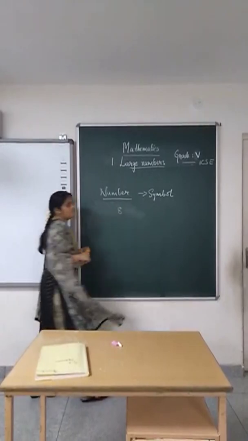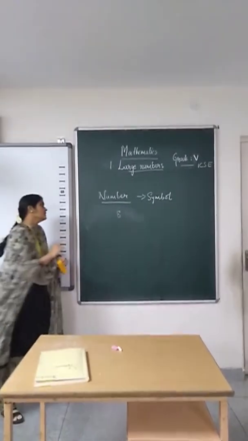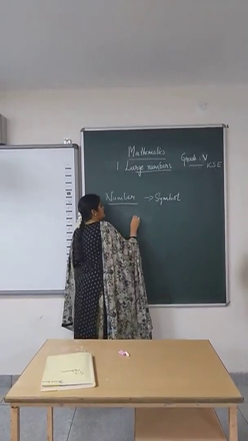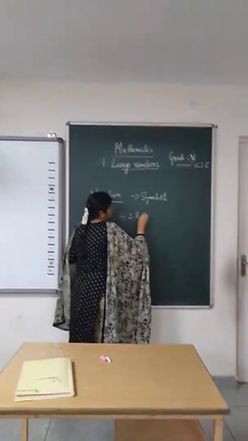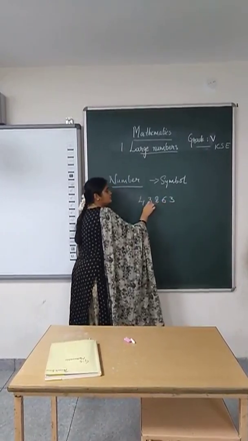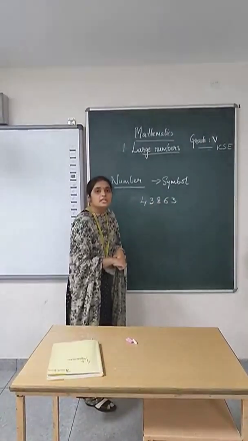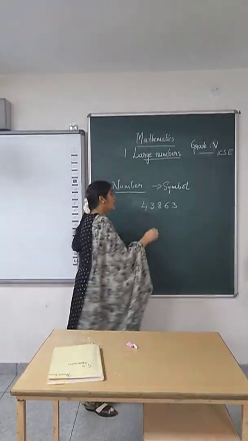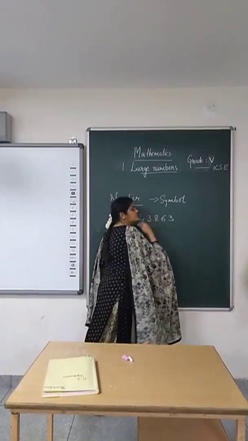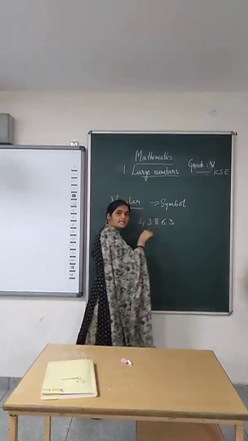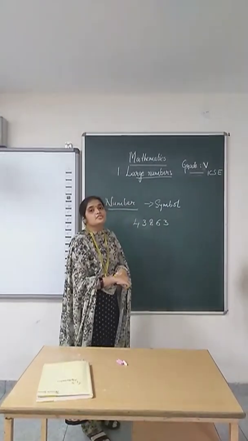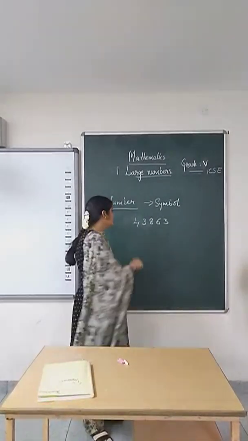Supposing if I write 8, it is a single digit number. That means it contains only one digit. If I write a number like this, this number contains 5 digits: 1, 2, 3, 4, 5. There are totally 5 digits in this particular number. And each and every digit in a number will have its own value, and it has got its own place also. That means every digit in a number has got its own place and its own value.